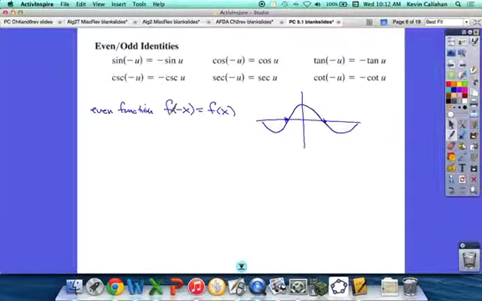The other thing about an even function is they are symmetric with respect to the y-axis. So it looks like this function is the same on the left as it is on the right. Symmetric with respect to, WRT is with respect to, y-axis.